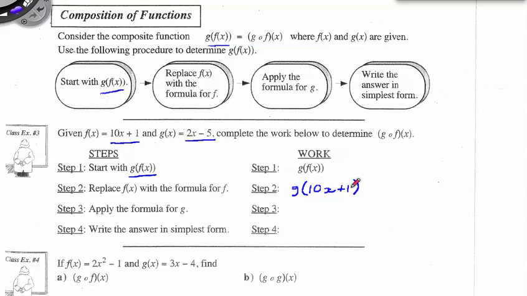That whole thing is replacing x up here. So wherever we see x in the formula, it gets replaced with 10x plus 1. So this gets replaced with 10x plus 1, but so does this. So we are going to get 2 times (10x plus 1). And then the rest of g of x is to take away 5. Write the answer in simplest form, so that's the final thing. We multiply out the brackets, we get 20x plus 2 minus 5. So plus 2 minus 5 is minus 3.